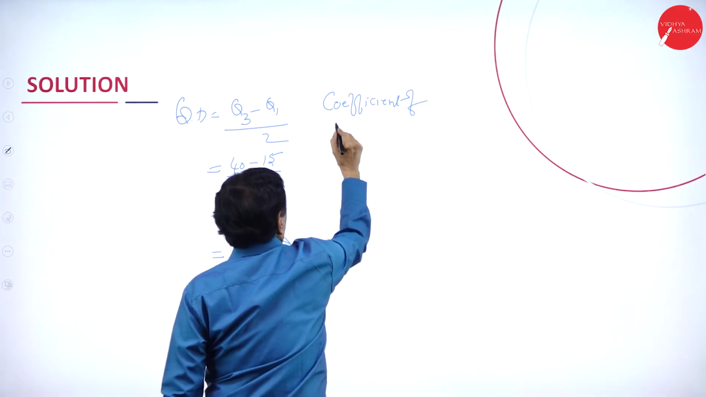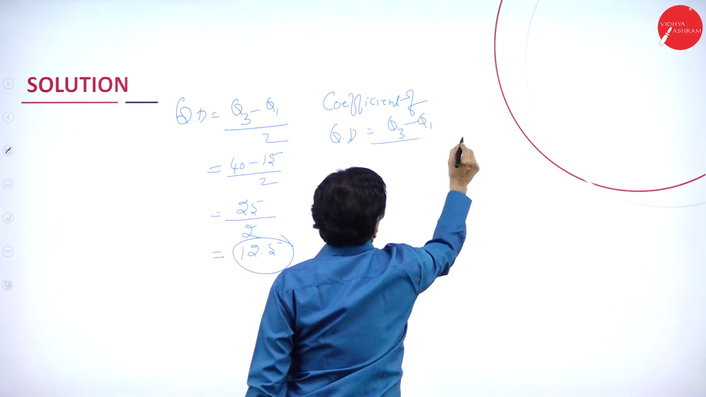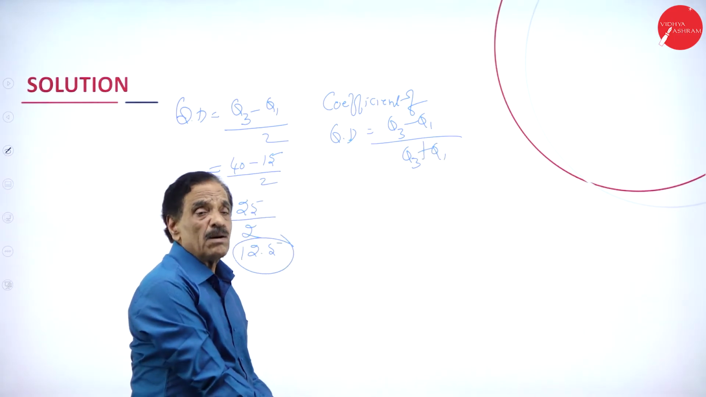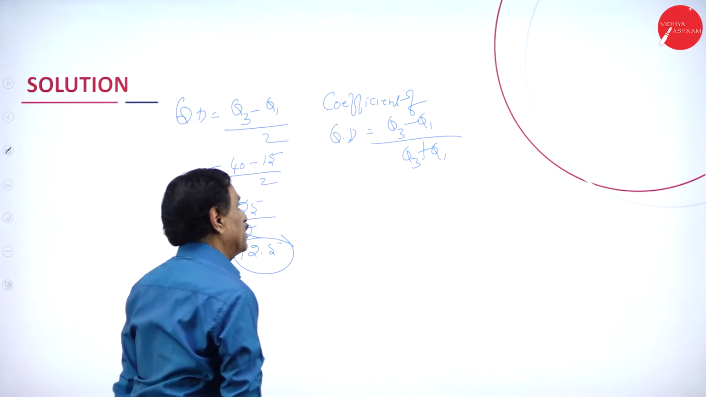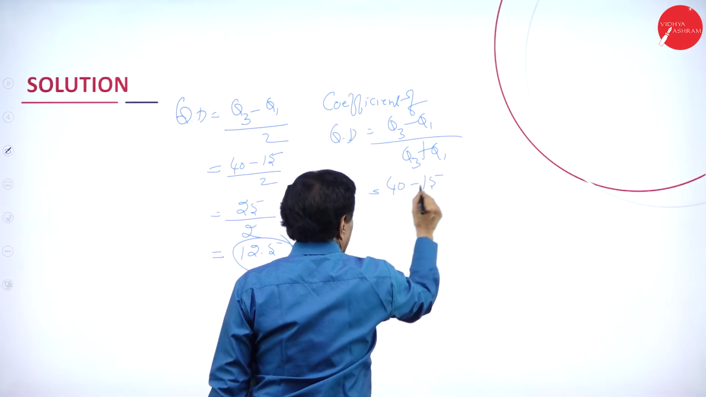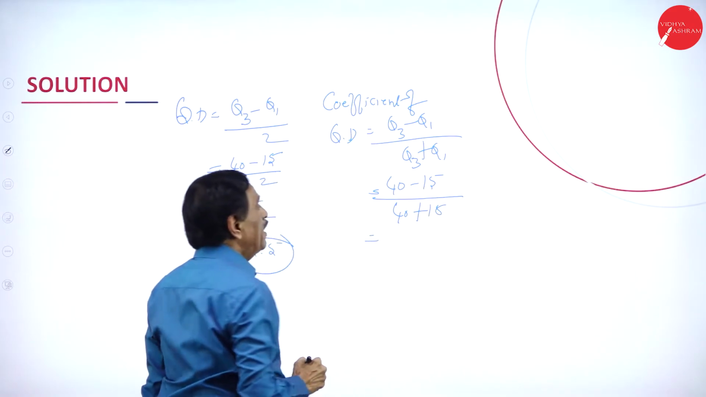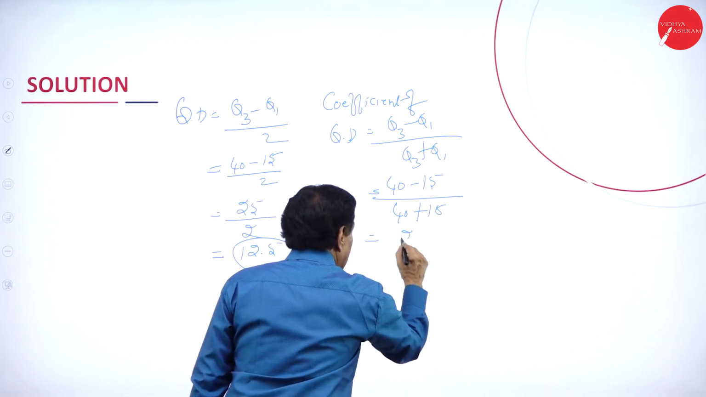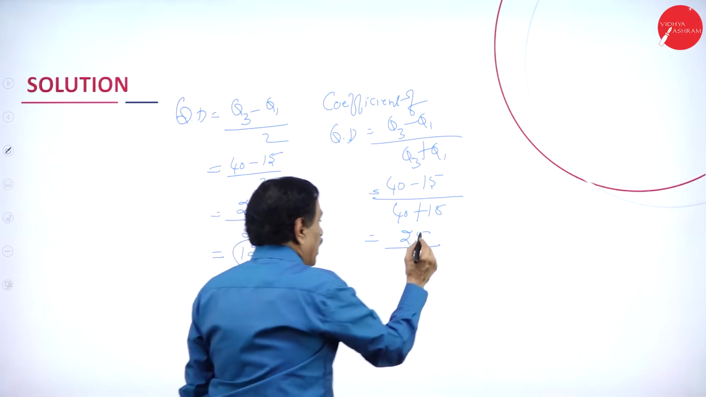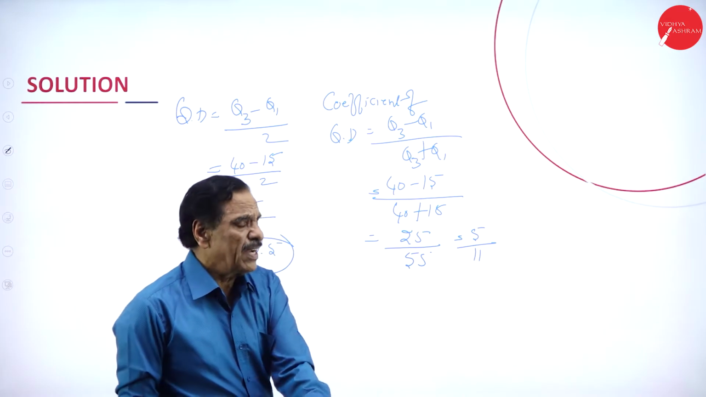Then if they ask for the coefficient of quartile deviation, what is the formula? Q3 minus Q1 divided by Q3 plus Q1. What's your Q3? (40 minus 15) divided by (40 plus 15). 40 minus 15 is 25, and 40 plus 15 is 55. So 5 fives are 25, 5 elevens are 55. You divide 5 by 11.